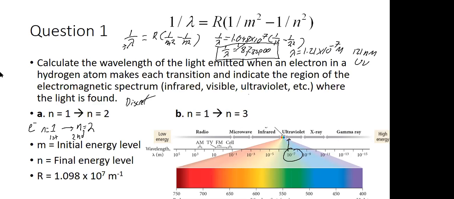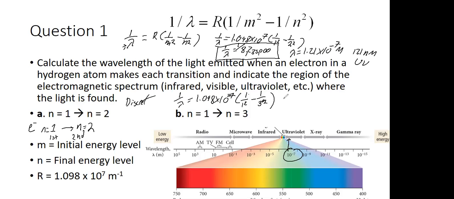Right, let's see if we can follow the same type of logic for B. So it's the same equation. 1 divided by wavelength equals Rydberg. So Rydberg is 1.098 times 10 to the 7, multiplied by 1 divided by initial energy level squared, so 1 divided by 1 squared, minus our final energy level, 1 divided by 3 squared.